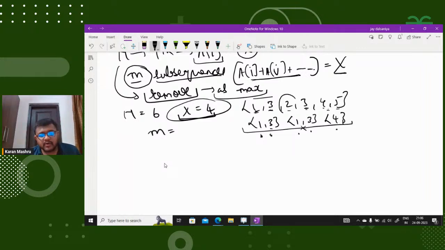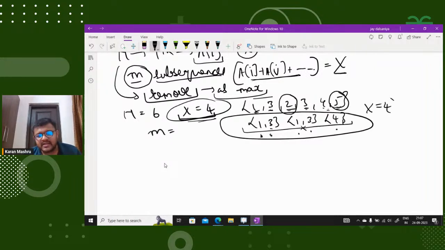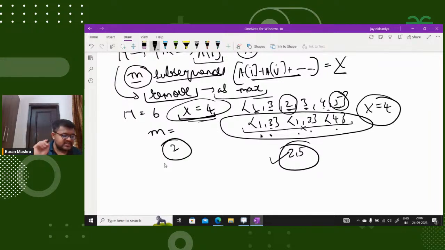So 2 is not part of any subsequence whose sum equals 4, and 5 is not part of any subsequence whose sum equals 4. So if you remove 2 and 5, it will not affect the number of subsequences whose sum equals x, that is 4. So you can remove 2 and 5. So the maximum number of houses which you can remove is 2. So your answer will be 2. Is this much clear?